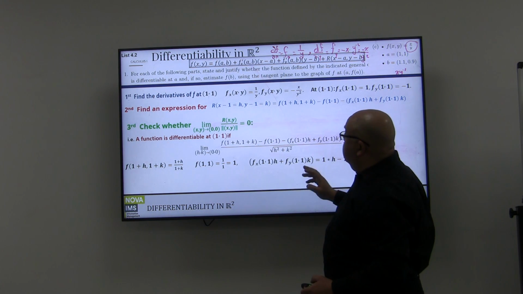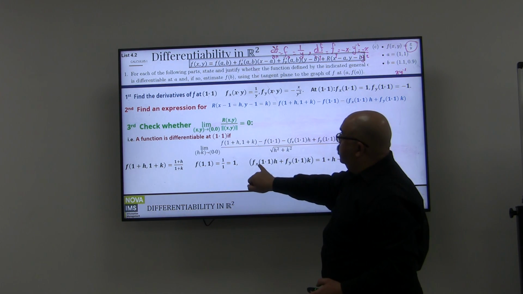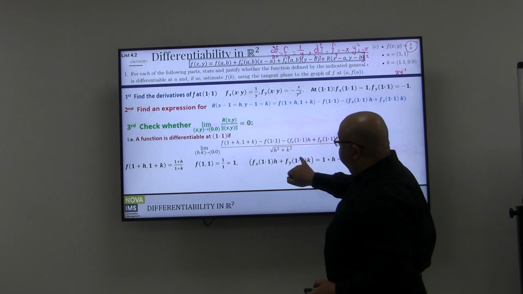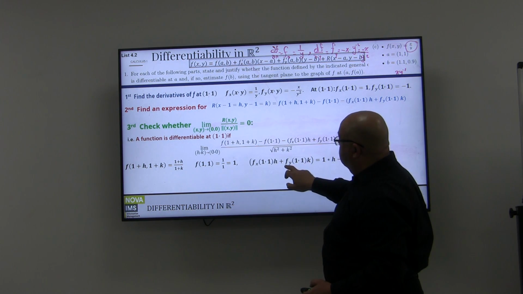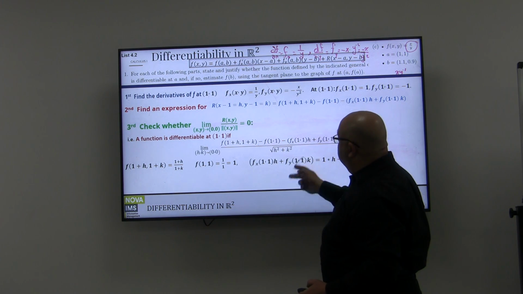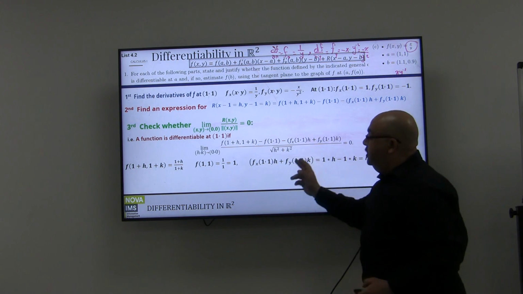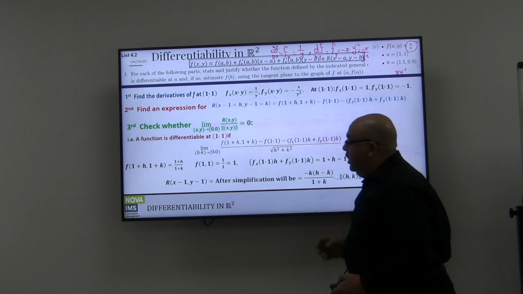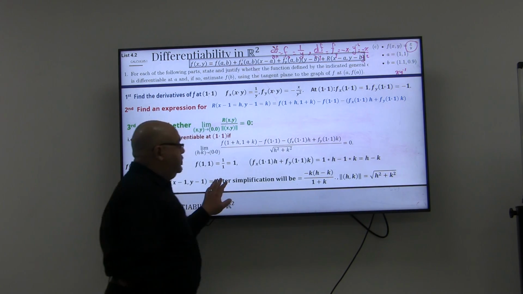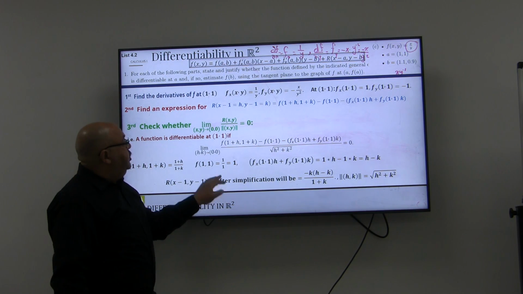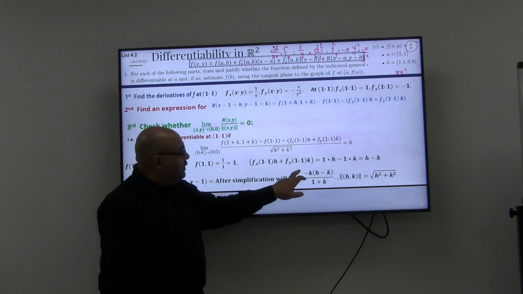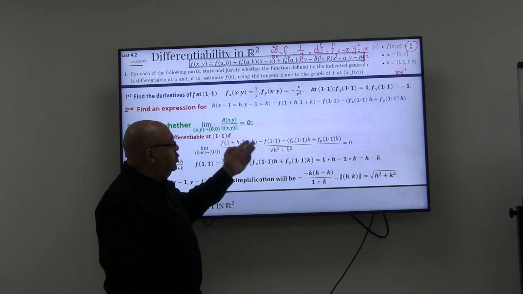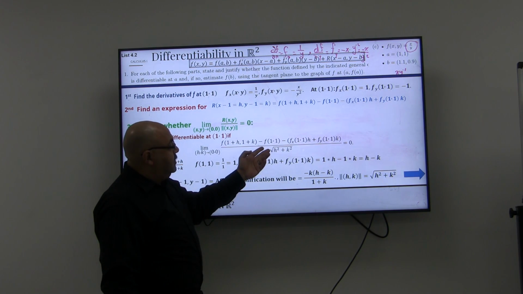Now I will need the first derivative of the function with respect to x at (1, 1), which is positive 1. The first derivative with respect to y at (1, 1) is negative 1. So all of this can be simplified to h minus k. Now I can use the denominator, which is the remainder. It's going to be negative k (h minus k) over 1 plus k, and for the denominator, the root of h squared plus k squared.